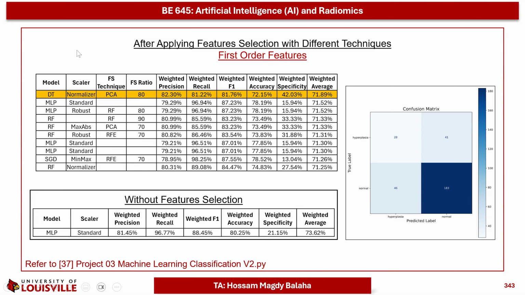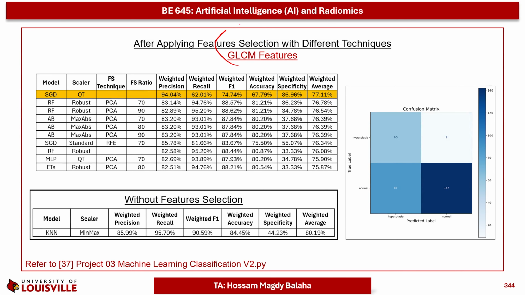After executing the code for the first order features, we got the following performance, and there is a change in the performance due to, first, the feature selection, and second, we are differentiating between the training and testing subsets. Here we applied train test split, but here we used an external test subset and also we applied feature selection. From that, the weighted average decreased, but on the other hand the weighted specificity increased. And for GLCM features, also the weighted average decreased, but the weighted specificity increased.